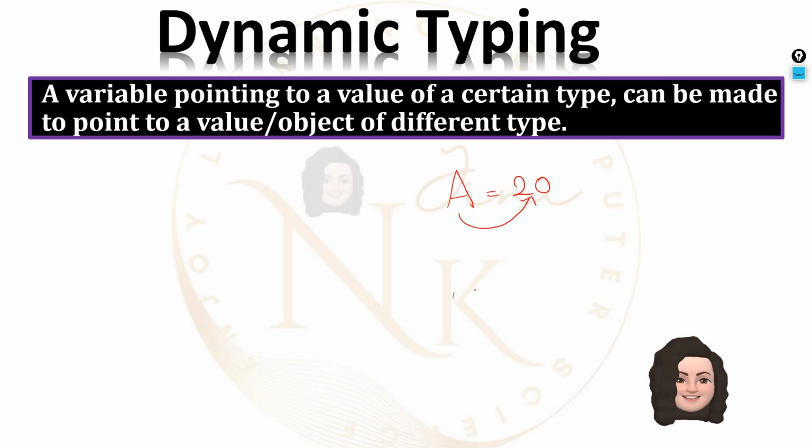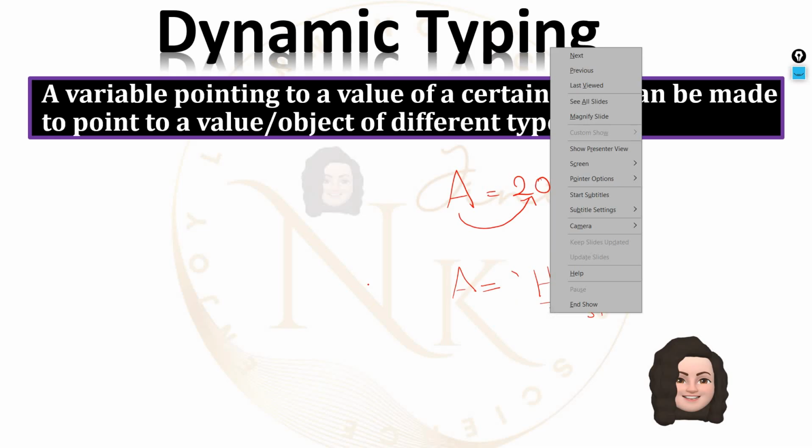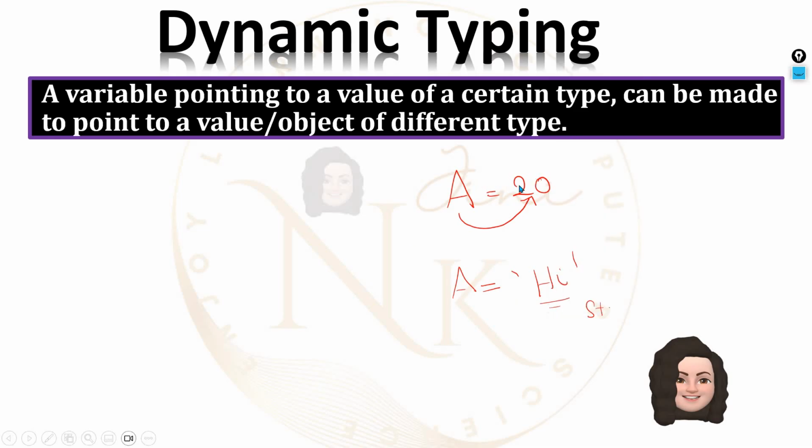Now in the next line, I'm just writing a is equal to "hi". Now what is the data type of "hi"? String. So now what is the data type of a? It is string. So a variable pointing to a value of certain type. So a variable pointing to a data type of integer is now made to point to a data type of string. So it is dynamic. This is only dynamic data type.